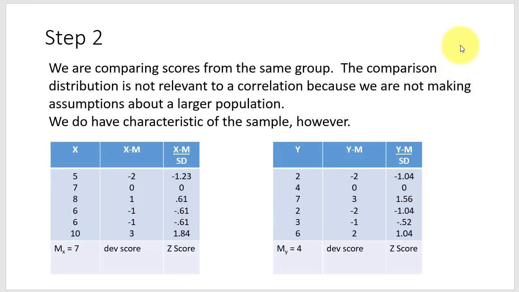In step 2, we need to talk about the comparison distribution, and we're comparing scores from the same group of people using two different variables. So there's really not a comparison distribution, but we do have characteristics of the sample that we need to discuss. I'm just going to give you the shorthand version because we did the calculations back in the earlier part of the lecture. We had some X scores for the number of hours slept. We had some Y scores for the mood that the people were in the next day. X minus M, so the deviation scores, are listed, and then the Z scores for each of those were listed as well.